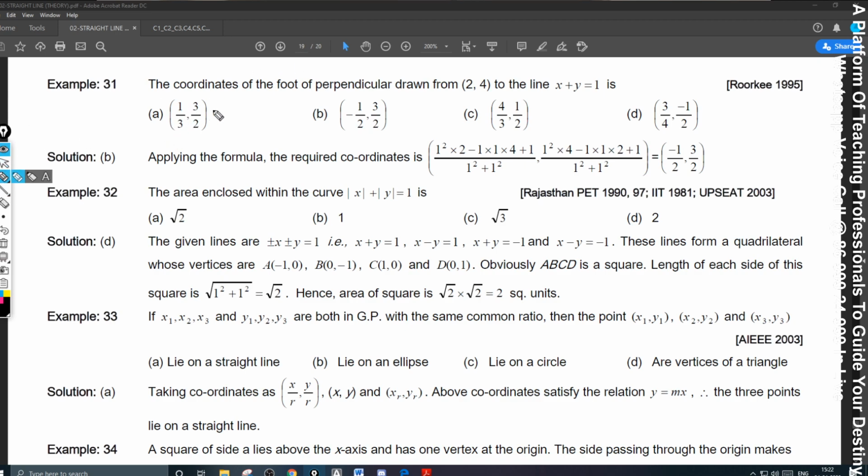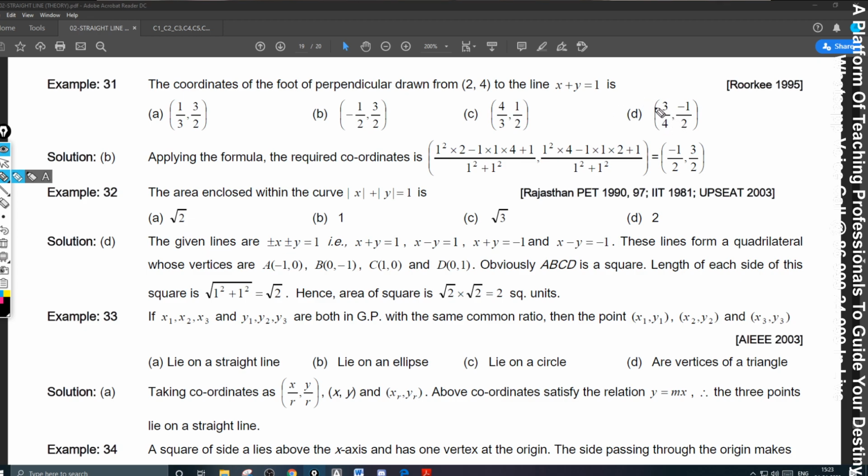Let us substitute 1/3, 3/2. Right here, 1/3 plus 3/2, what is it? It is not equal to 1. Similarly, this one: minus 1/2 plus 3/2, that is 2/2, 1. It is satisfying. But don't stop there. Verify this also: 4/3 plus 1/2. No, it will not satisfy. 8 plus 3, 9. It will not satisfy.